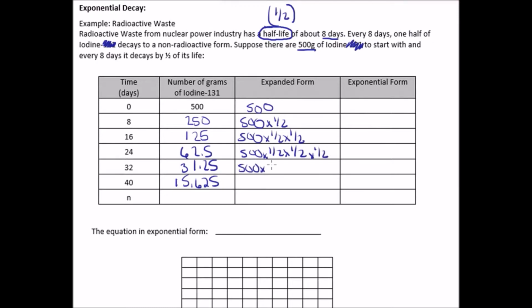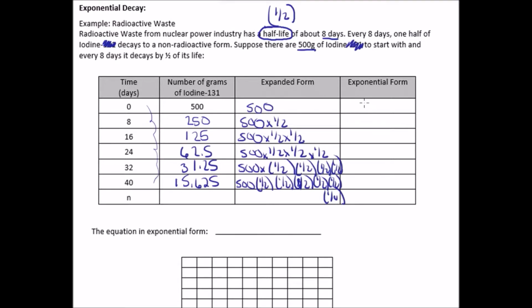Okay, and I'm just going to go 1/2, 1/2, 1/2, and 1/2. Okay, and then I'm going to squeeze this in: 500, 1/2, 2 halves, 3, 4, 5, and I'm going to squeeze just in down here. So we did 1, 2, 3, 4, 5 half-lives.